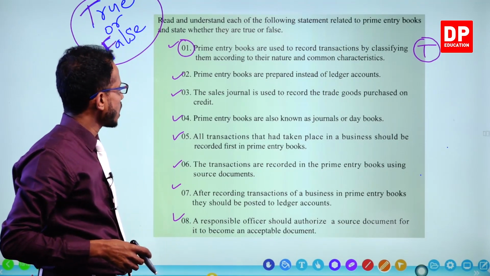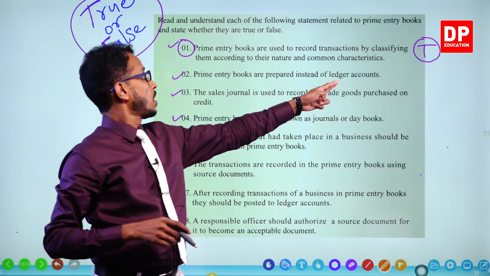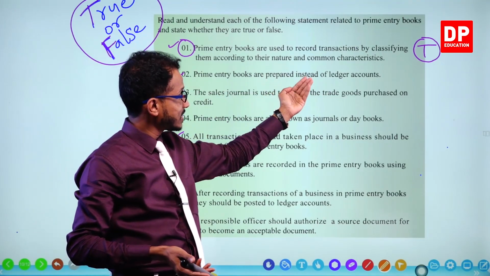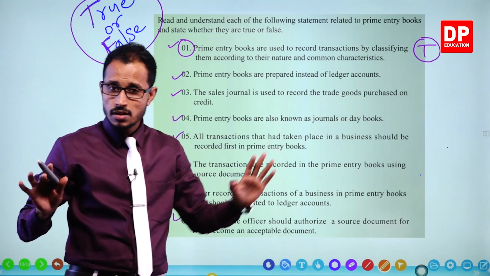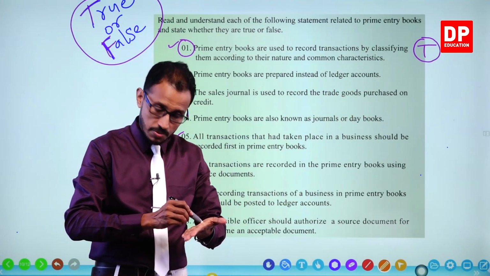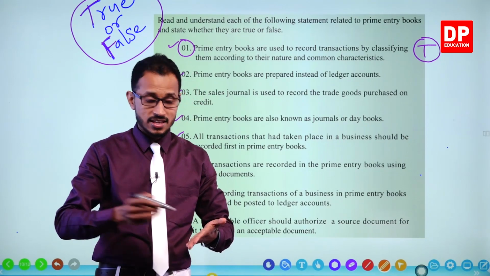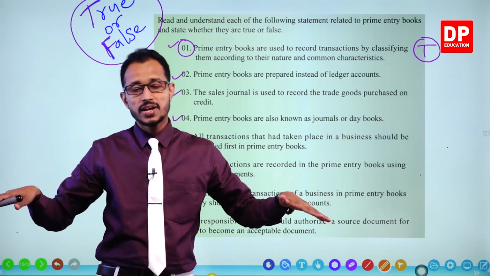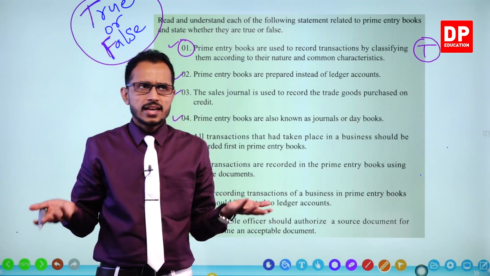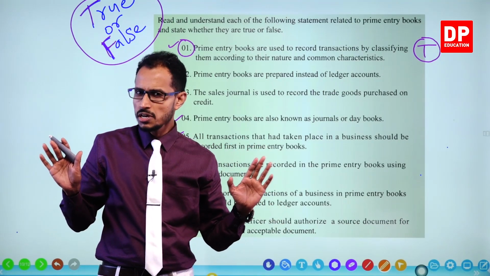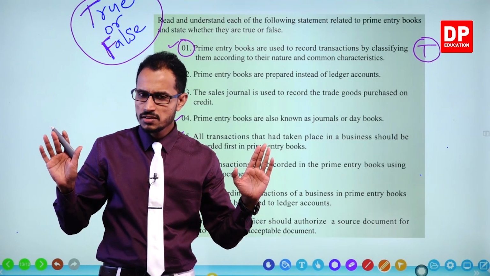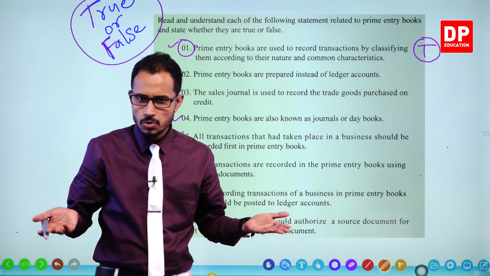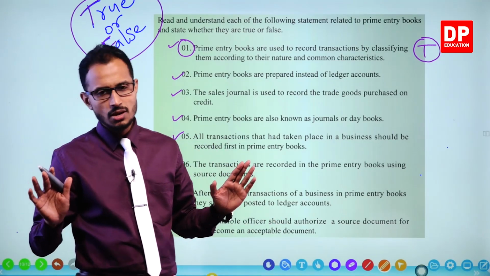Next one. Prime entry books are prepared instead of ledger accounts. Wow, what is that? Prime entry books are prepared instead of ledger accounts. Now we prepare prime entry books in a business, and we keep the different prime entry books separately to record different transactions, and that's it. We don't record the transactions in the ledger. No ledger, due to having prime entry books. Because we are having prime entry books, don't we prepare ledger accounts?